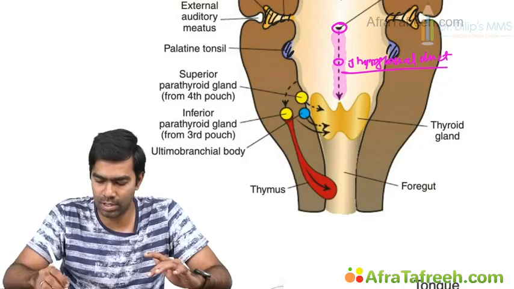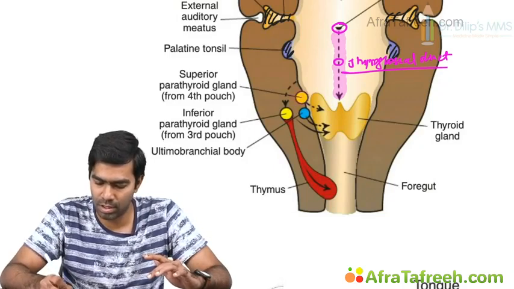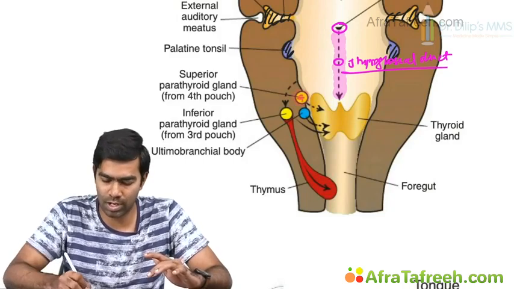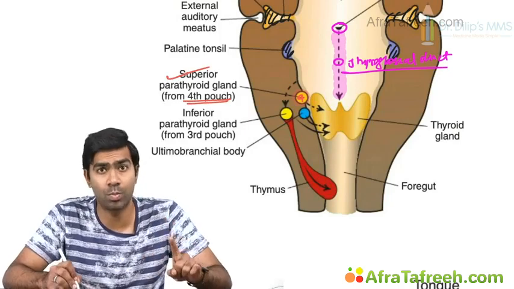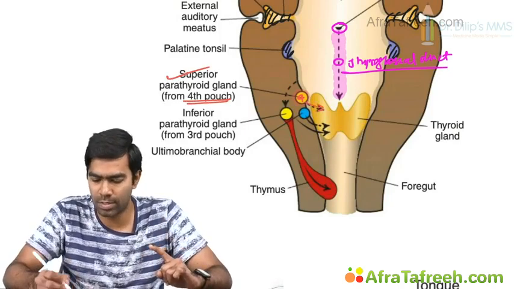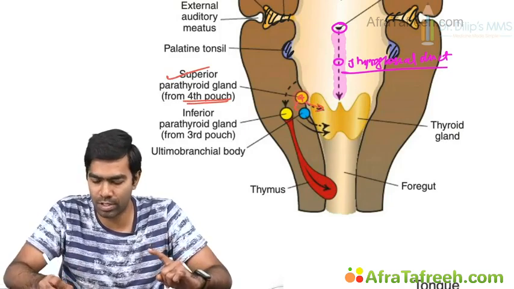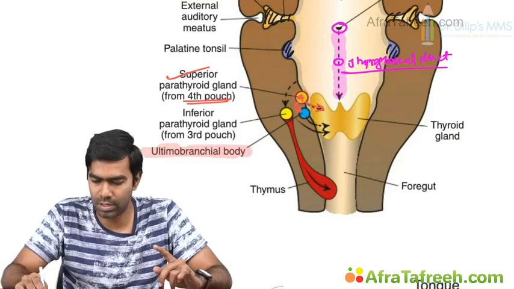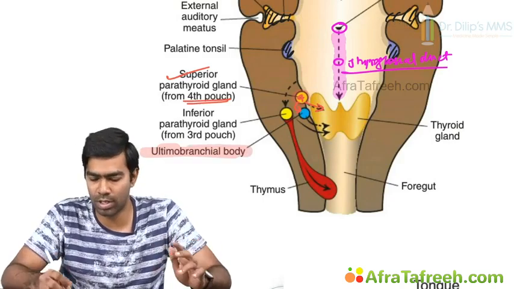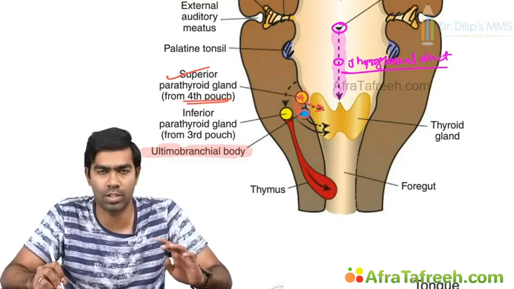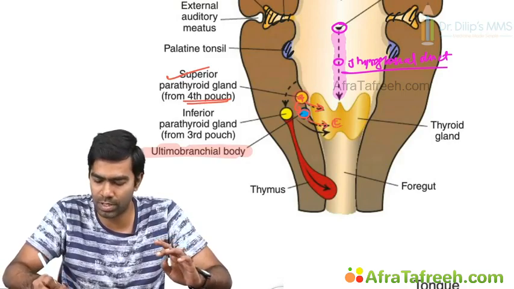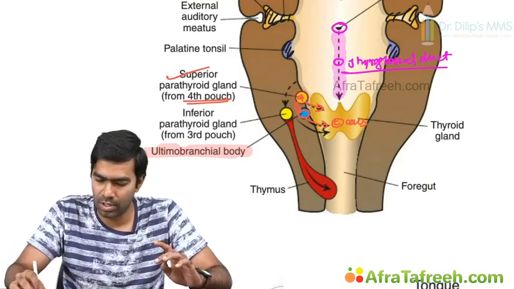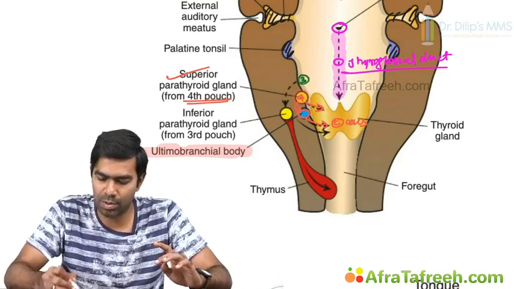You can see that this is the fourth pouch, the fourth pharyngeal pouch. And from the fourth pouch, you are forming the superior parathyroid gland. And they also differentiate into an entity called the ultimobranchial body. This ultimobranchial body is coming from the fourth arch only, which is going to ultimately form the C cells of the thyroid gland. Similarly, you have the third pouch here.